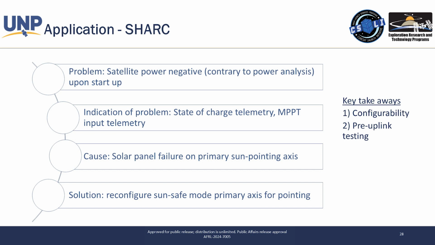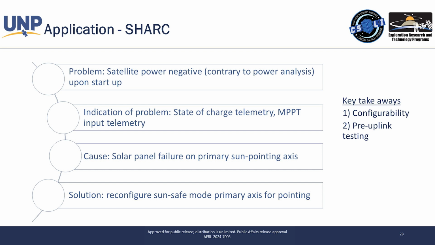They looked at their state of charge telemetry and the solar panel input telemetry and saw that it wasn't reading what it should have. It wasn't really reading much of anything. After looking at this telemetry, they started talking to the different subsystem leads and figured out that the solar panel they had planned on being their primary, the one on their main sun pointing axis, had failed. It wasn't actually working. Fortunately, they had several other solar panels, and were able to readjust their sun safe mode to make one of those their primary axis instead.